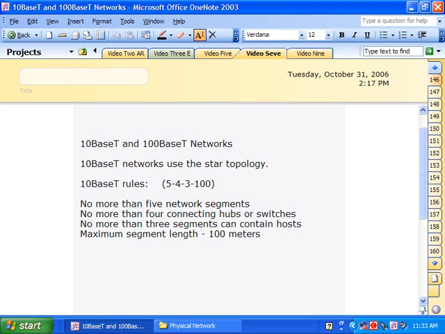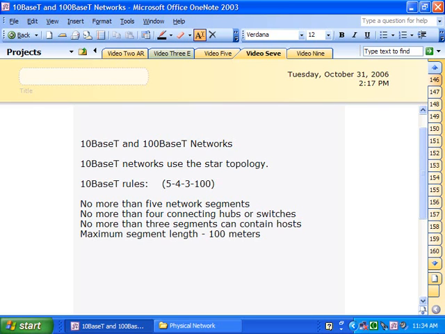Now, here are the rules for a 10BaseT network. And I put 5-4-3-100 in the parentheses. That seems to be a good way to remember these rules. This is generally just referred to as the 5-4-3 rule, though, so don't be confused. It's not going to be an exam topic, but I just think it's easier for you to remember all this as 5-4-3-100. There can be no more than 5 network segments. There can be no more than 4 connecting hubs or switches, and there can't be any more than 3 segments containing hosts. Now, thanks to those rules, designing a practical 10BaseT network can be very challenging.